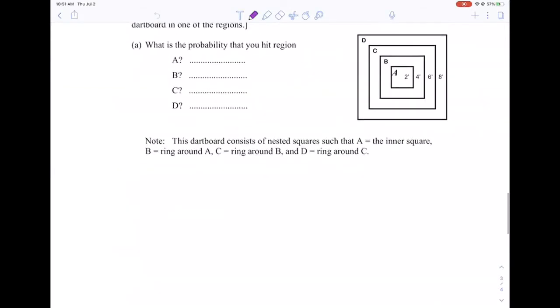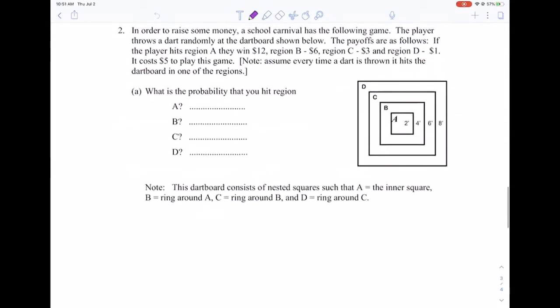Okay, so the area is 8 by 8, which gives me 64. I would just write area of the big square because A is the middle. Oh, A is the middle. Okay, so area of the big square. And that has square feet attached to it.